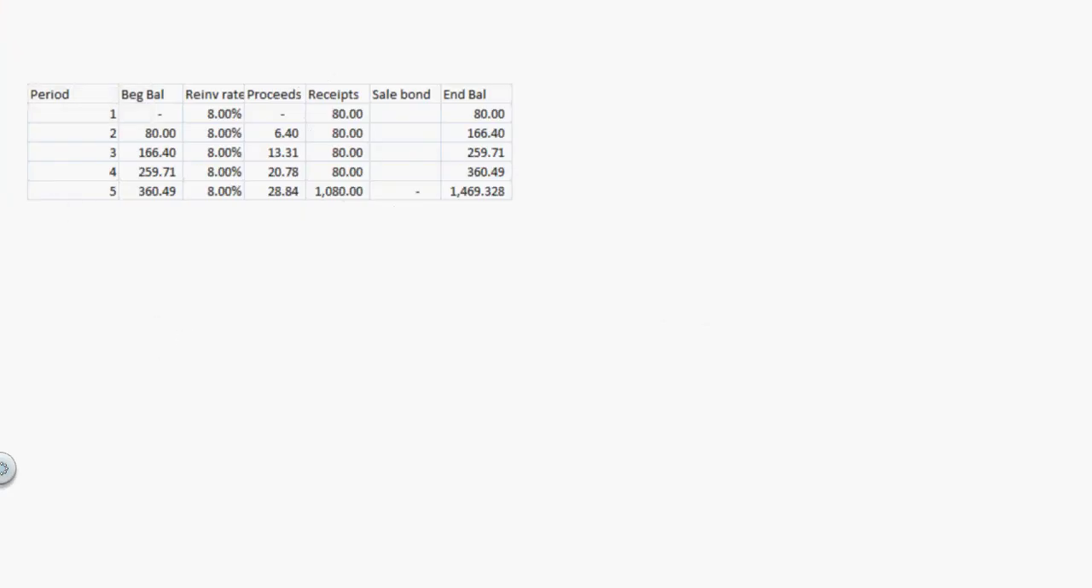Okay, a little history lesson. Duration originally was developed by a guy named Frederick Macaulay, and it's for insurance companies. The insurance companies sold something called a GIC, a Guaranteed Investment Contract. So let me give you an example. If you had a 5-year 8% GIC, and let's do $1,000. It could be $1 million or whatever.